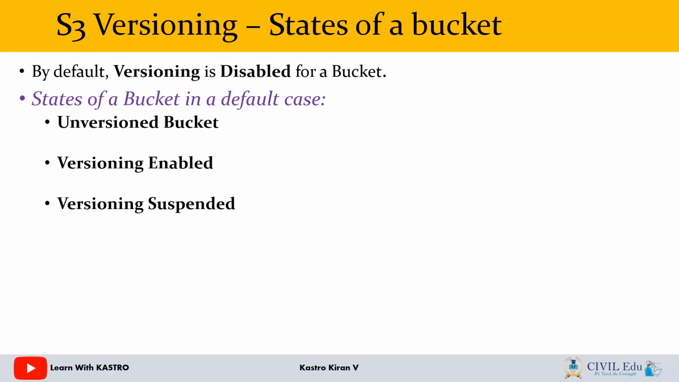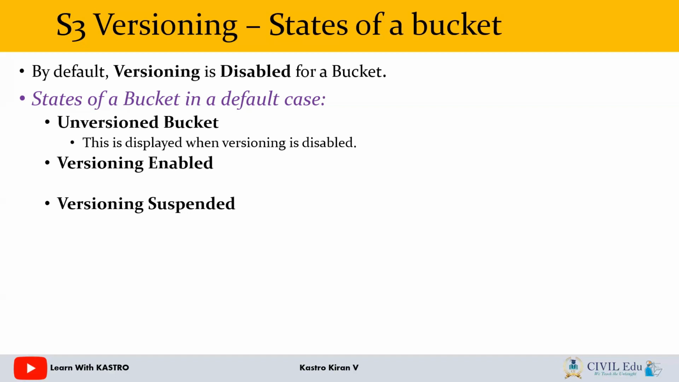Suppose, as I said earlier, by default, whenever we create an S3 bucket, the bucket will have versioning in the disabled mode. So all such buckets, where versioning is by default disabled, are called unversioned buckets. Okay, so an unversioned bucket is one where versioning is disabled for the bucket.